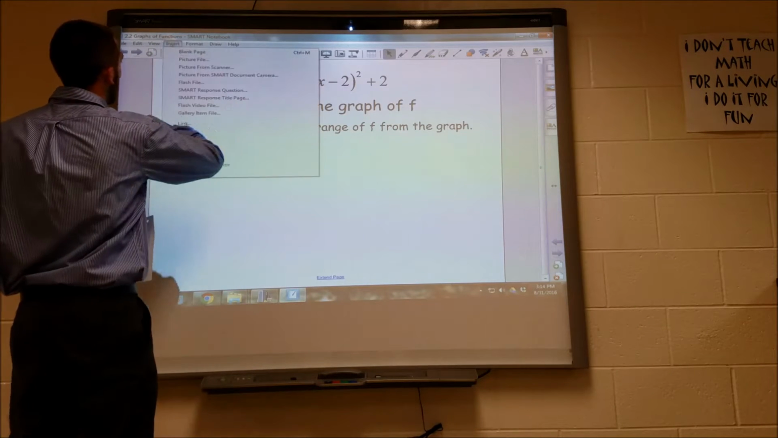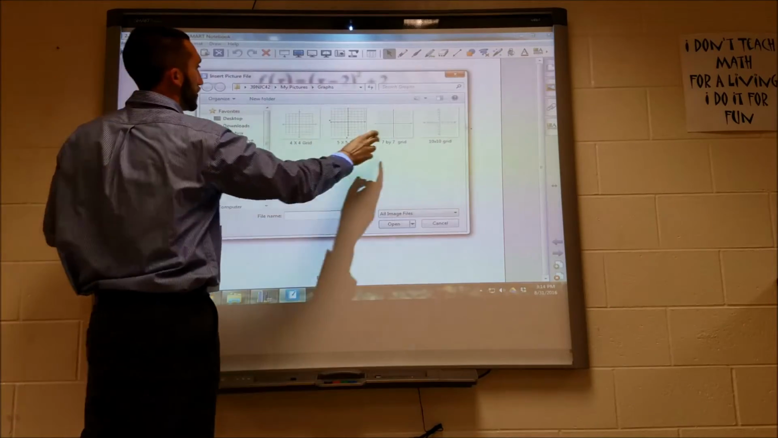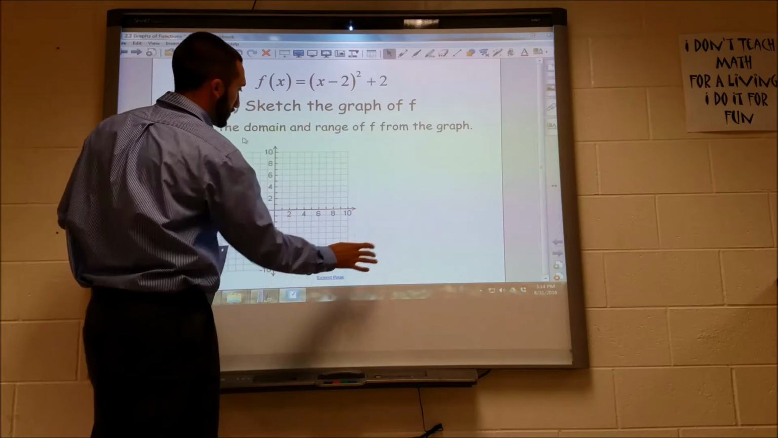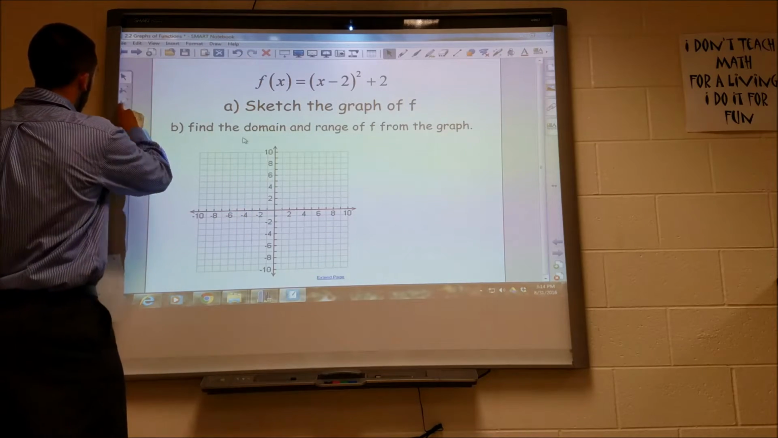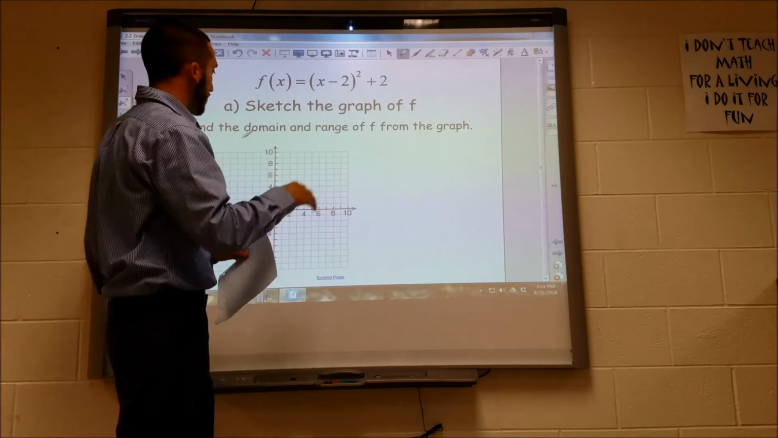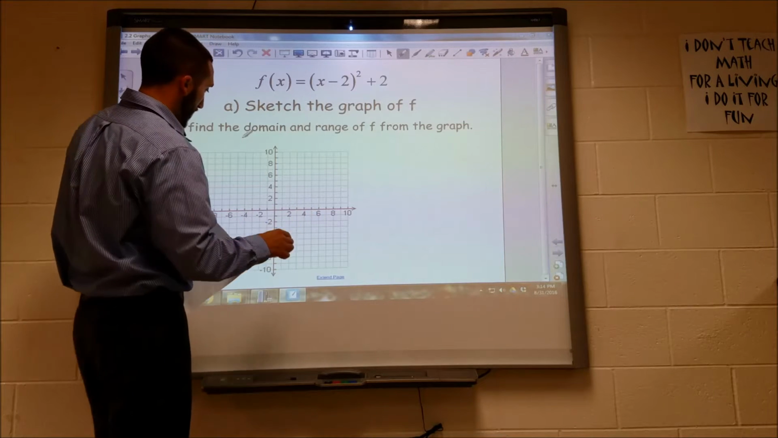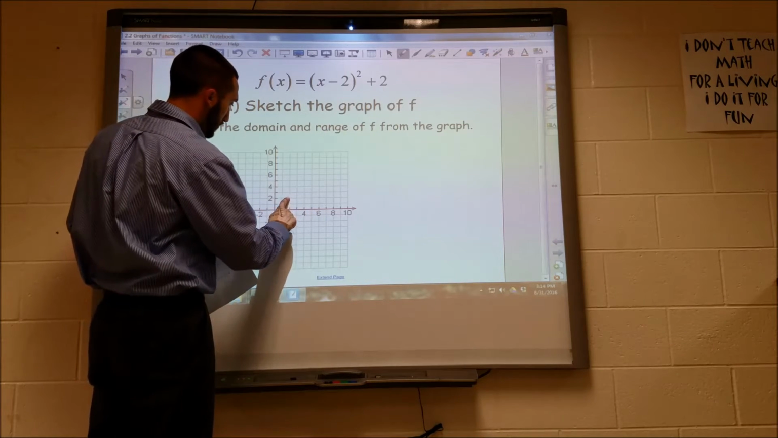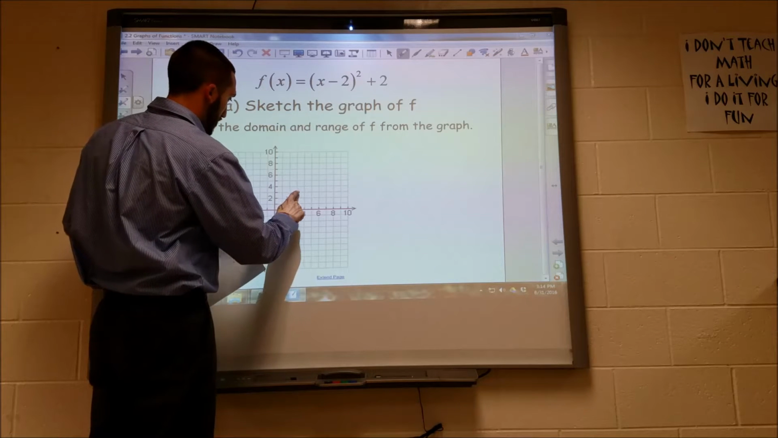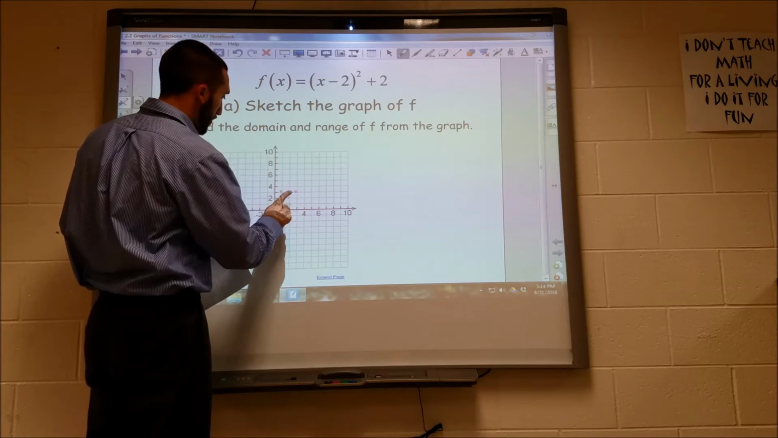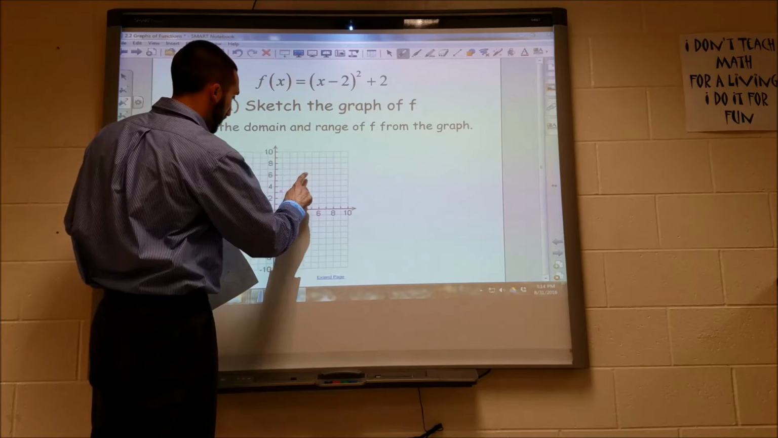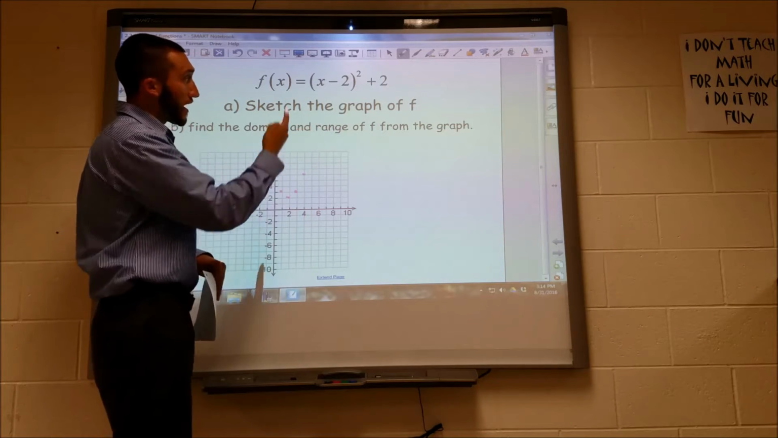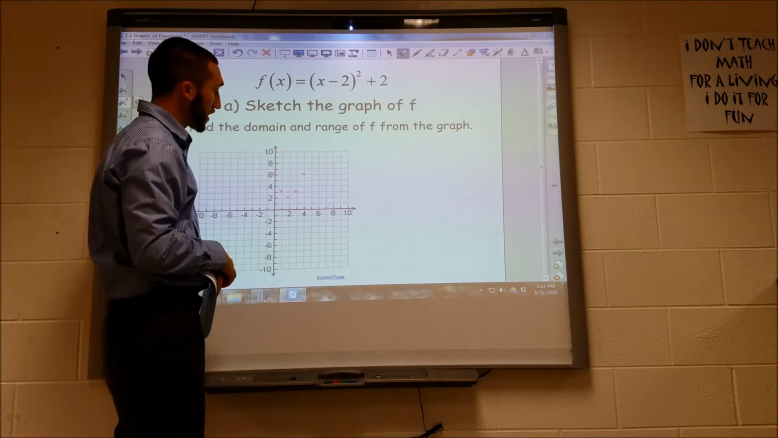So now I'm going to sketch the graph of the function. And in the table, you can check back to see that I am copying correctly. We have 2, 2, 3, 3, 1, 3, 4, 6, 0, 6. Those are all points on our graph of the function. You can find those in the table.